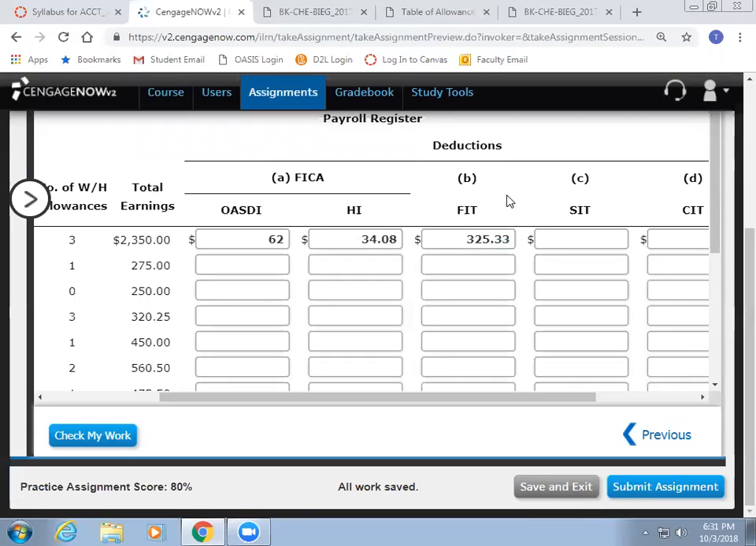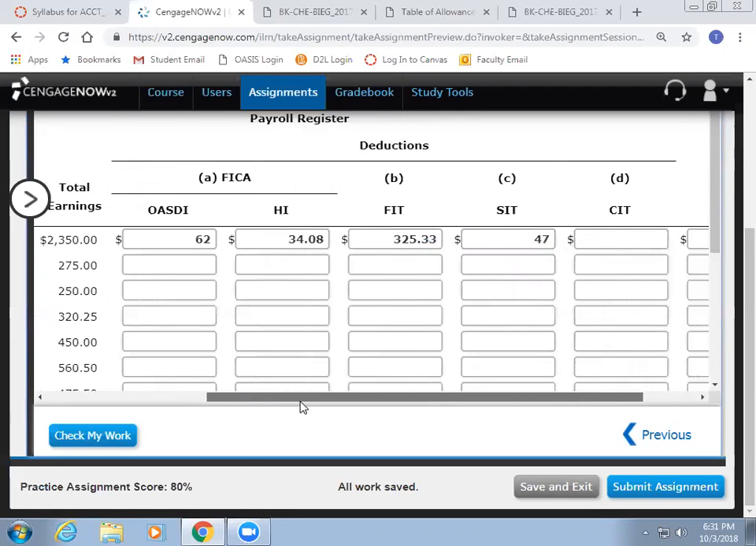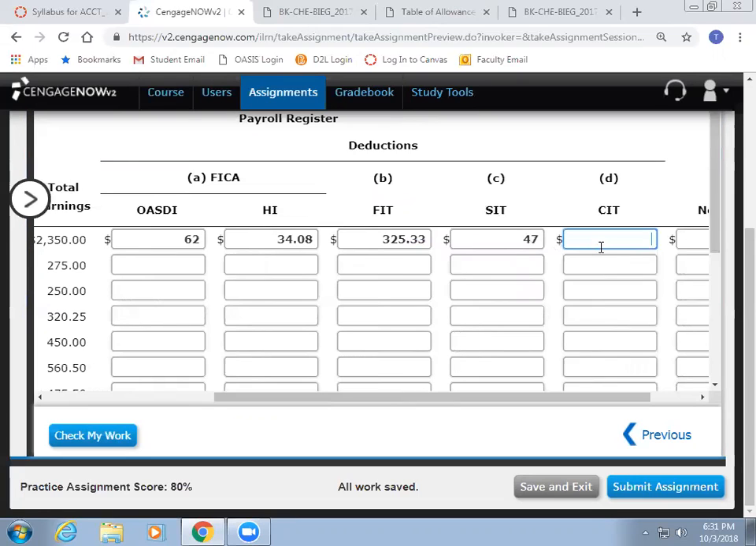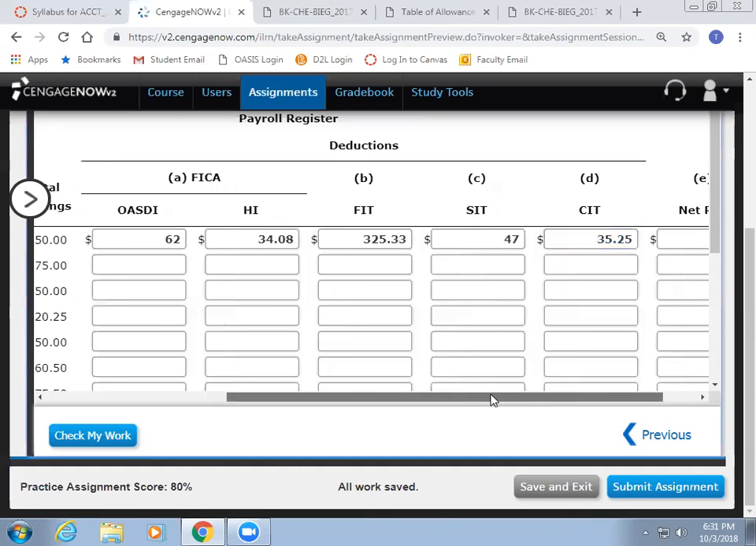So then we get to state income tax. It's 2% of their total earnings. We don't have to worry about anything coming out. So state income tax withholding for him is $47. They also do city. The city income tax rate is 1.5%. So 1.5% of his total gross pay is $35.25.